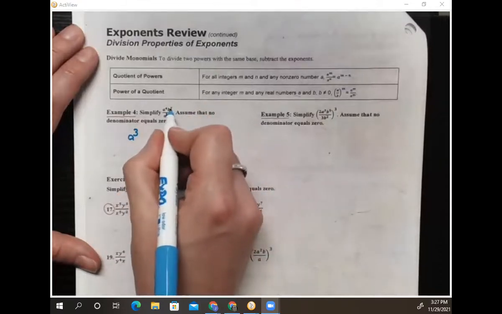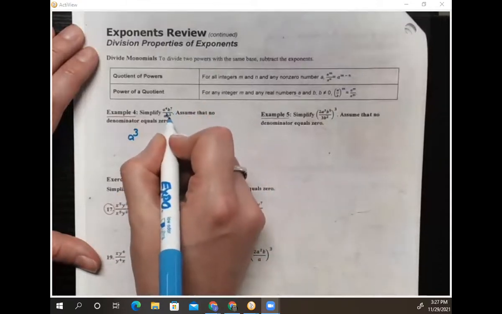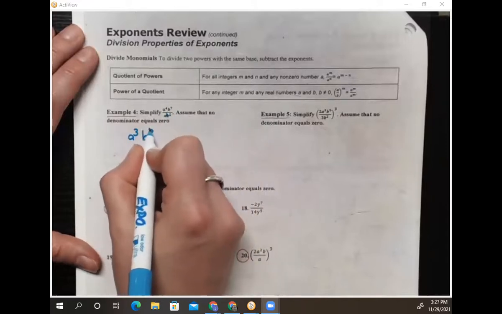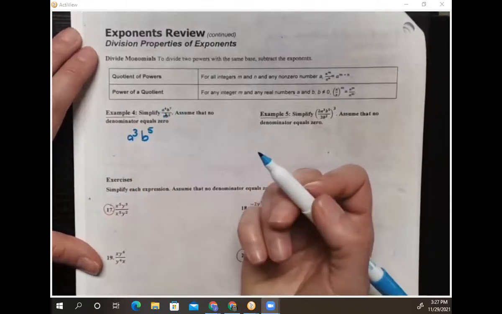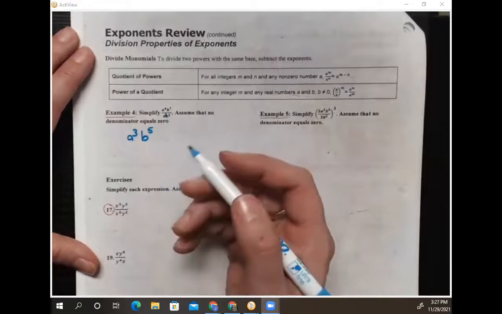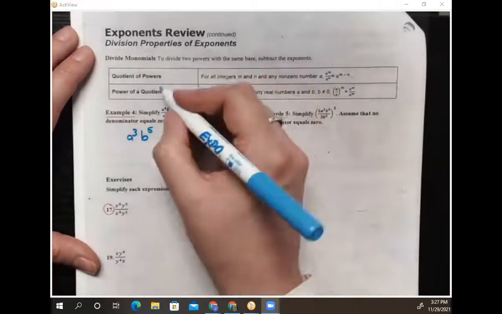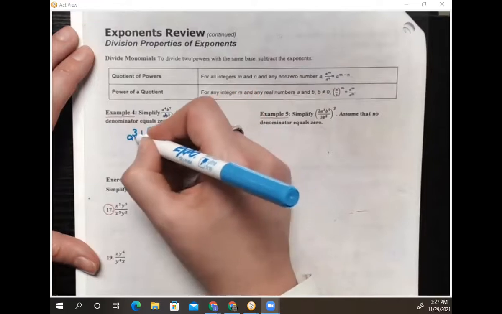Now we have b to the 7th over b squared. I would take 7 minus 2, and that would give me b to the 5th. When we're subtracting exponents, I generally say that we take big minus little, and it sticks where the bigger exponent was. So 4 minus 1, it sticks on top.